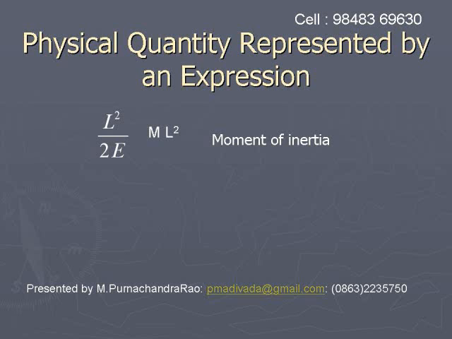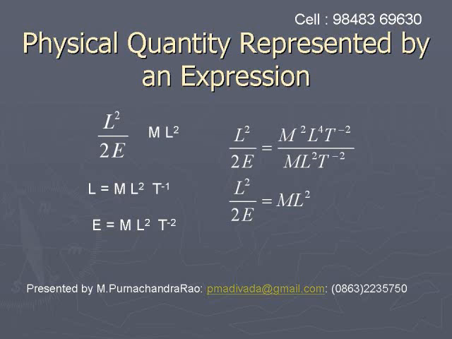The dimensional formula of L, angular momentum, is ML²T⁻¹, and that of energy E is ML²T⁻². Therefore, L square by 2E becomes M²L⁴T⁻² divided by ML²T⁻². On simplification, it becomes ML², which is the dimensional formula of moment of inertia. So, L square by 2E is moment of inertia.